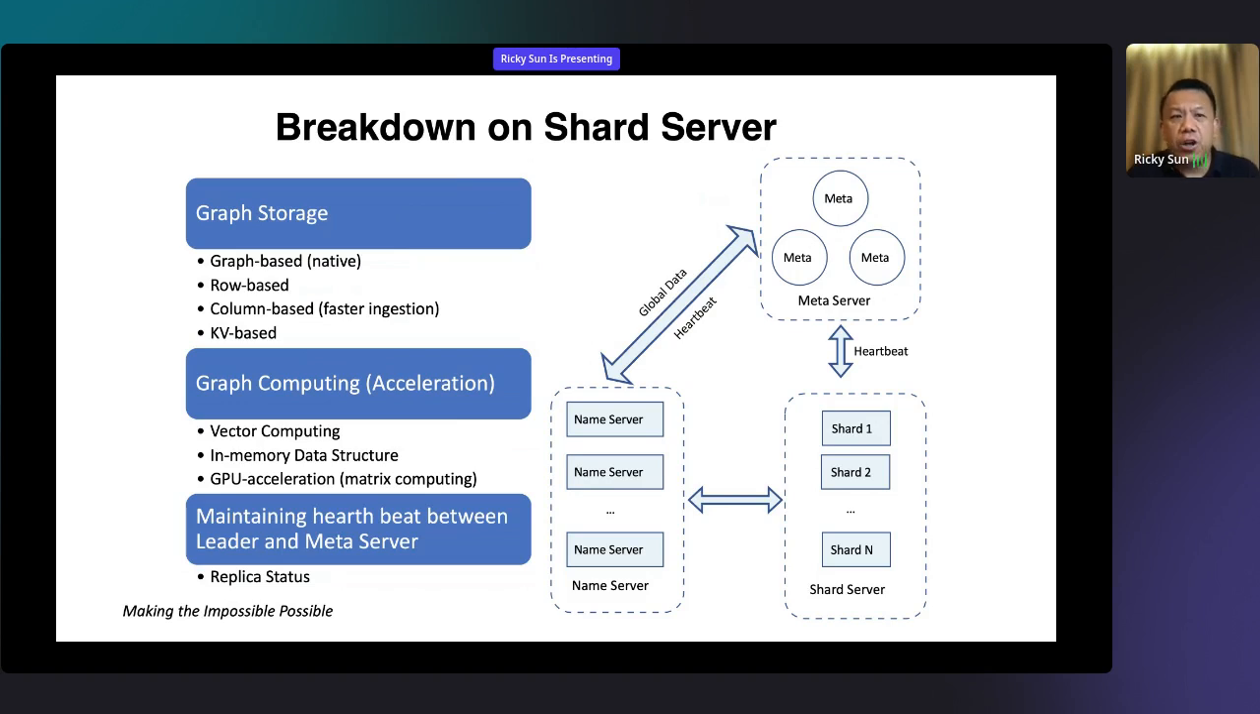So let's talk about the shard server here. The shard server contains the raw data, the real data, and the metadata, like the graph storage. There are many ways to implement graph storage. Some people prefer to use, for instance, traditional row-based, column-based, or KV-based storage. It can even be graph-based, in the so-called native graph storage way, and also computing.